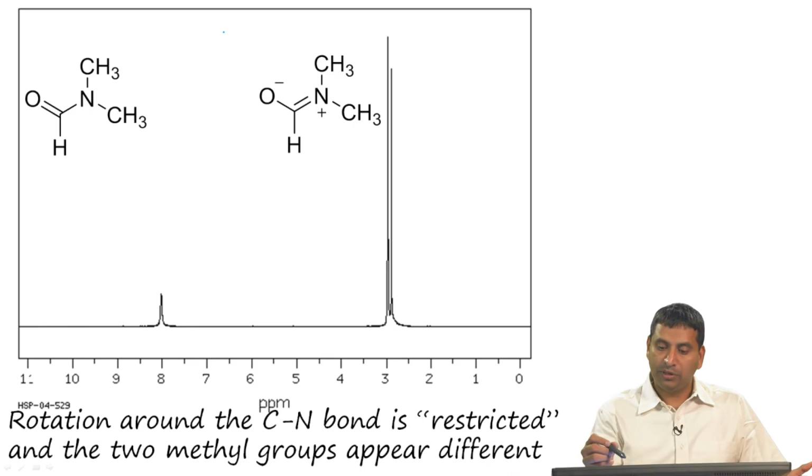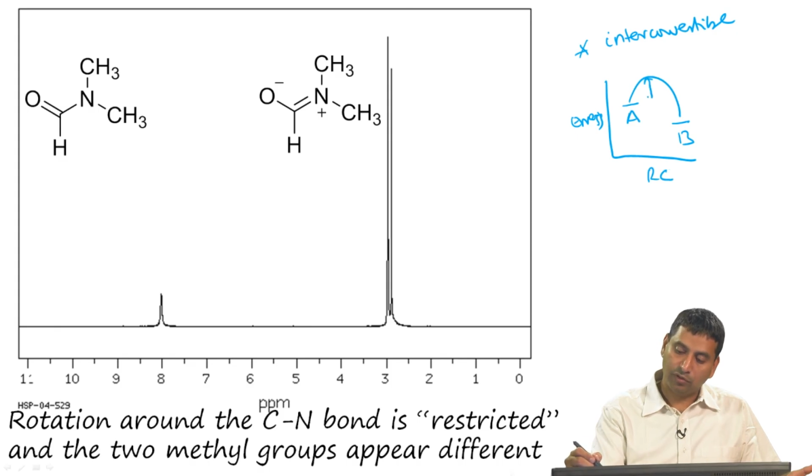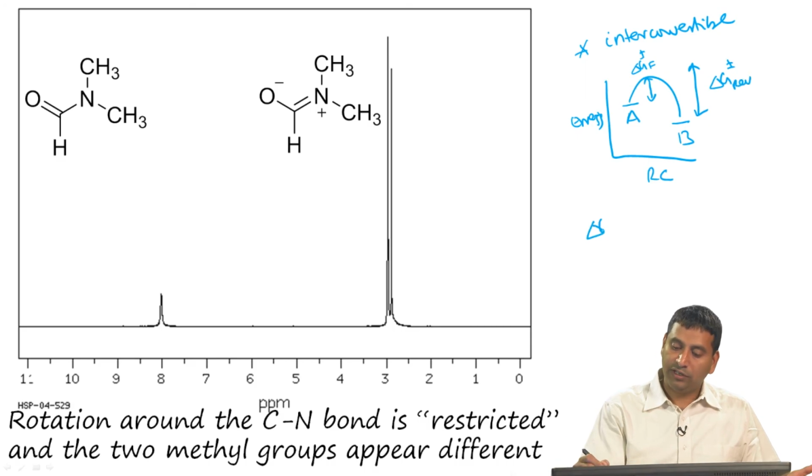So, equilibria means that they are interconvertible, okay, which means that the barrier of A going to B is not so high that it is not accessible, right. So, this barrier, that is the forward barrier, and the reverse barrier. So, this is delta G double dagger forward and this is delta G double dagger reverse. Both are accessible.